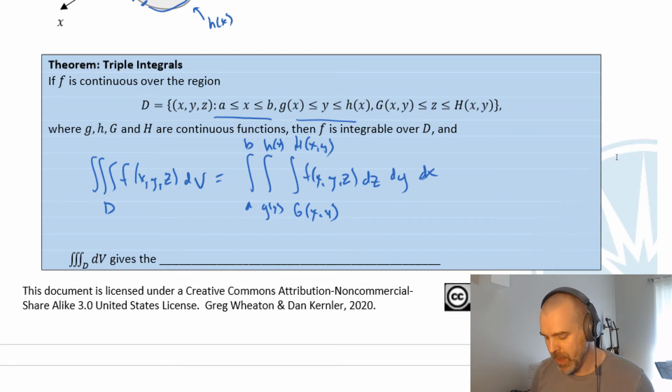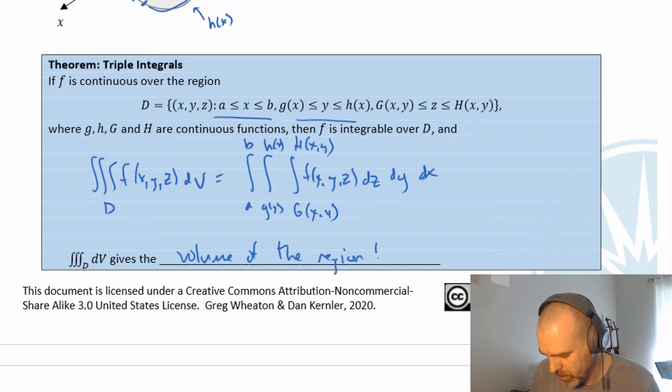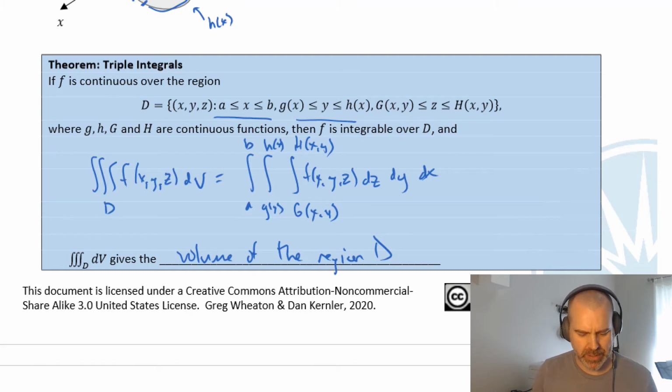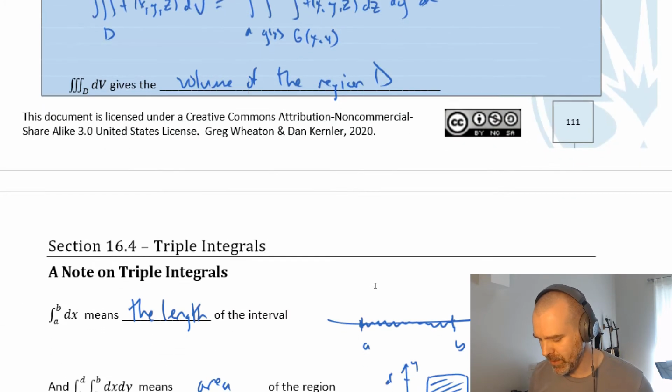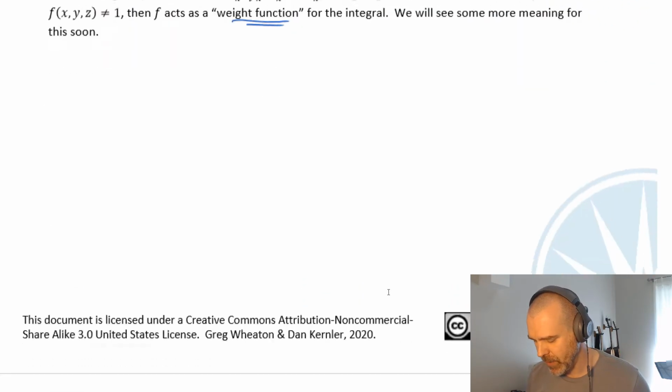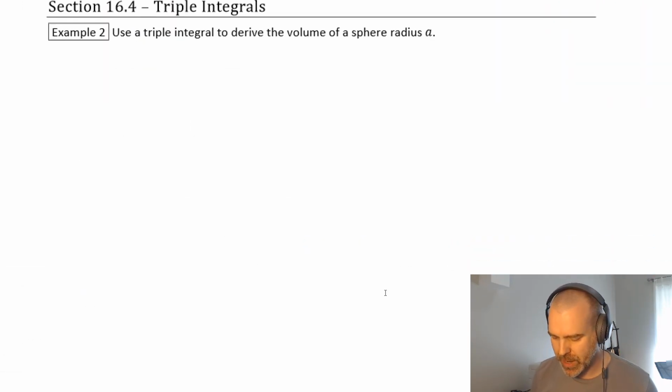We should say here, if we just integrate the function 1, so if we just integrate dV, what we get is the volume of the region D. So let's do a couple of volume examples. How many examples do we have here? Yeah, I think we'll try to do 2 in this video, and then we'll do the rest of the examples in the second video. So let's try this one.